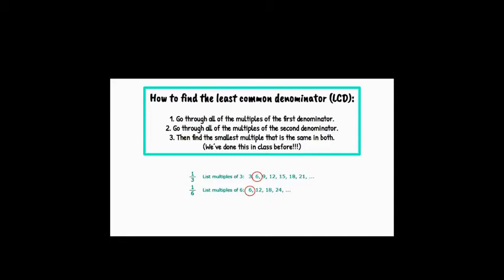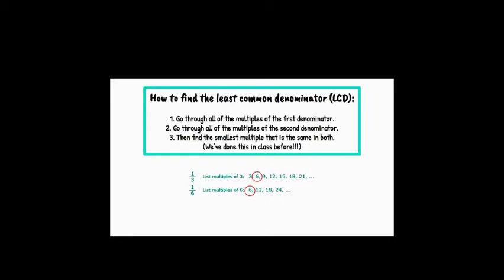So 3 times 1 is 3, 3 times 2 is 6, 3 times 3 is 9, 3 times 4 is 12, 3 times 5 is 15, 3 times 6 is 18, 3 times 7 is 21, and we could be here all day if we wanted to. We can keep going, but we'll stop. So the rule of thumb that I like to use is go about maybe 5 numbers. If you still can't find the LCD, then keep going, but I think 5 should be about good.